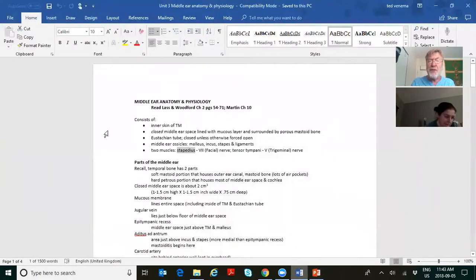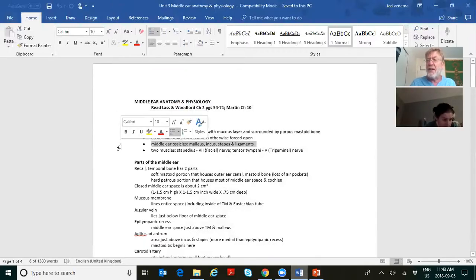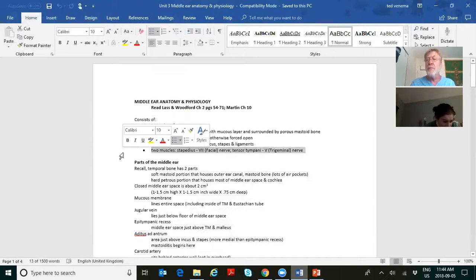Here we go. So the parts of the middle ear: the inner skin of the tympanic membrane, the closed middle ear space, lined with mucus layer and surrounded by porous mastoid bone, the Eustachian tube, which is closed unless forced open, the three middle ear ossicles, the malleus, incus, and stapes, and the two middle ear muscles, the stapedius muscle attached to the stapes, which is innervated by the 7th or the facial cranial nerve, and the tensor tympani muscle, which is attached to the malleus, and it's innervated by the 5th or what we call the trigeminal cranial nerve.